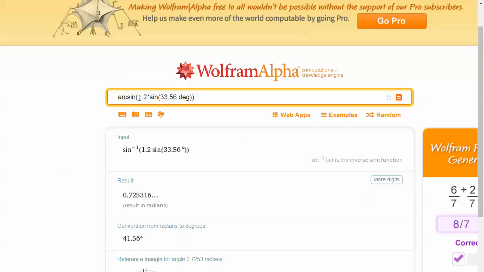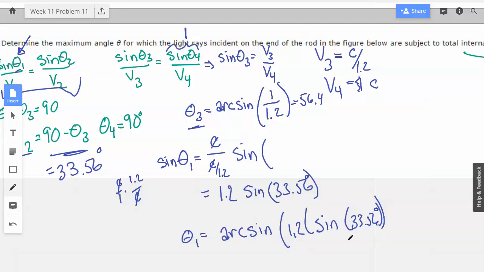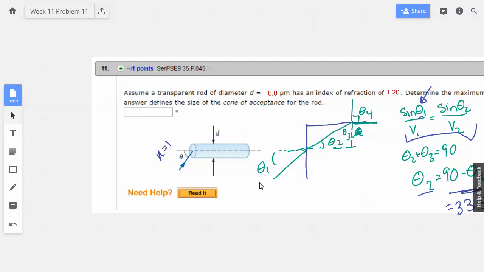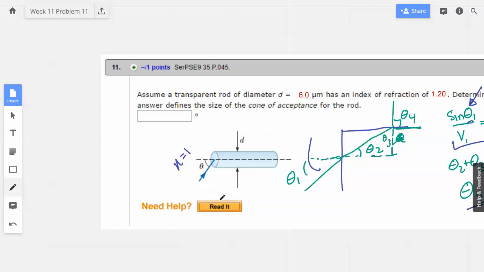So now we have arc sine of 1.2 sine of 33.56, and that gives us 41.56. Equals, make sure, yeah, seems reasonable. 41.56 degrees. Check one more time, this is arc sine 1.2 sine 33.56. Yes. So this tells us that theta 1 is 41.56 degrees.